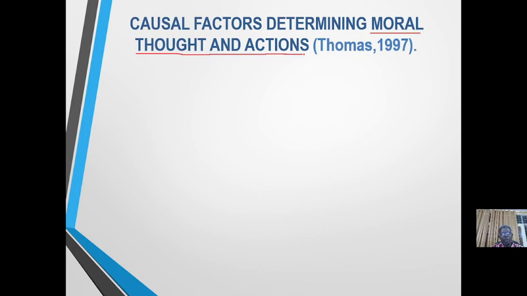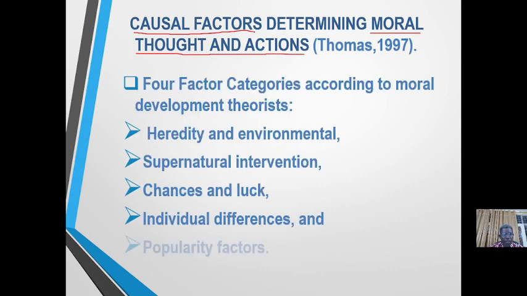Okay, we want to see the causal factors, the factors causing changes in our morals, our behavior, our actions. According to Thomas 1997, again this book is in your reference, you go and read it. He has established almost 5 factors which will affect our morality, our thinking, and also our actions. We call them the causal factors determining our morals, our behavior, our thoughts, and our actions. According to Thomas 1967, it's not 4, it's 5.